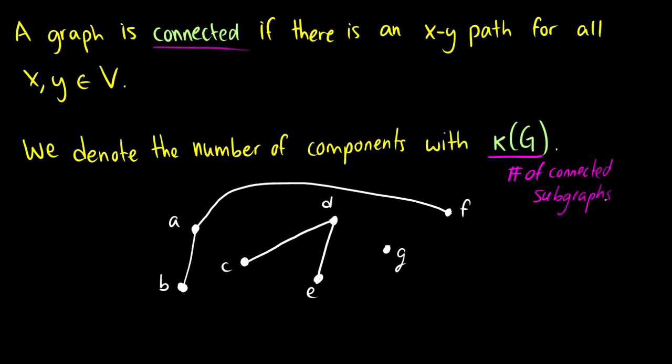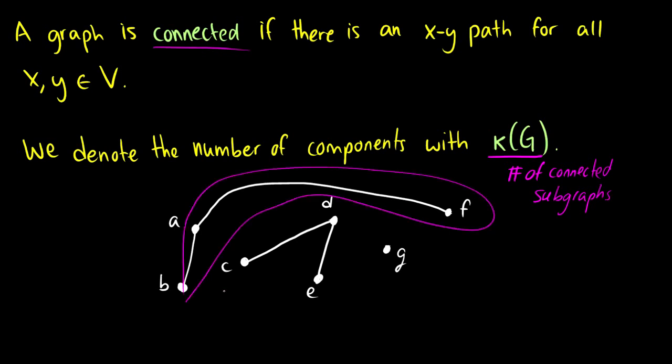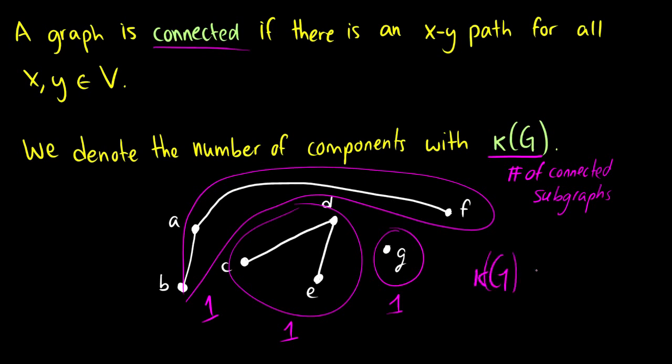So for instance, B, A, and F are all connected, so this whole part is one component. This C, D, E here is just one component. And this isolated vertex G is just one component. So CDE cannot branch out to anything, BAF cannot branch out to anything else, and G cannot branch out to anything else. So it's a 3-component graph. So kappa of G is equal to 3.